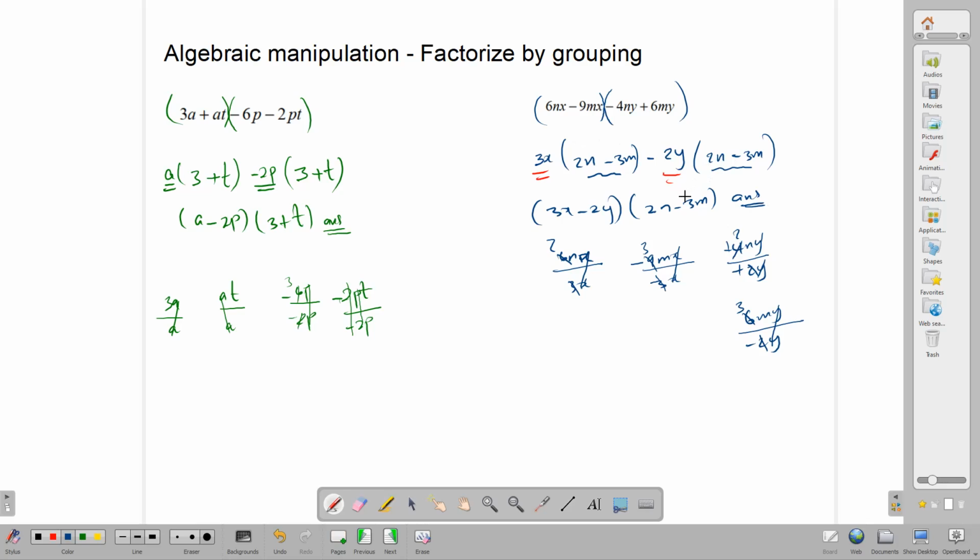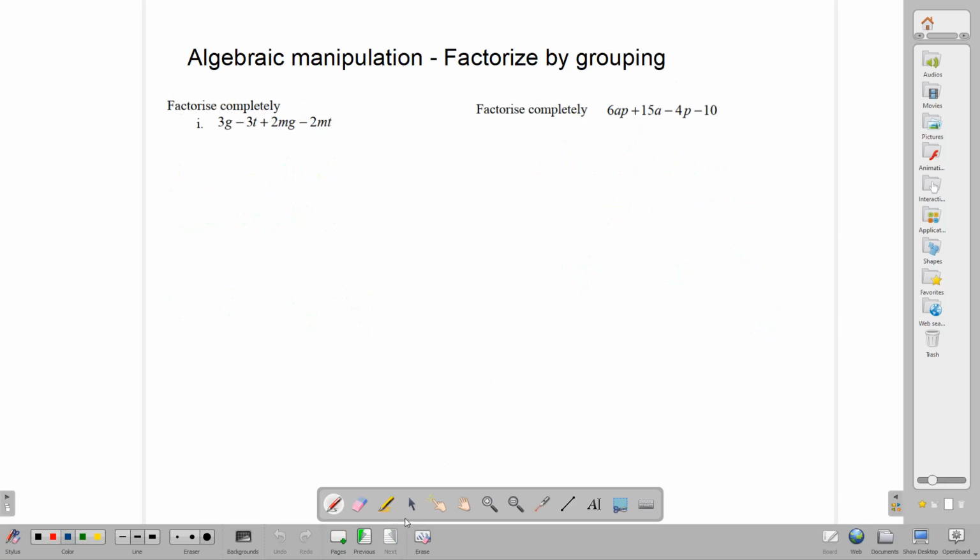Now we made a point about 4 terms in the question. Notice that all of these questions have 4 terms: 1, 2, 3, 4. 1, 2, 3, 4. And to factorize by grouping, you necessarily need your question to have 4 terms. Let's look at our last examples.